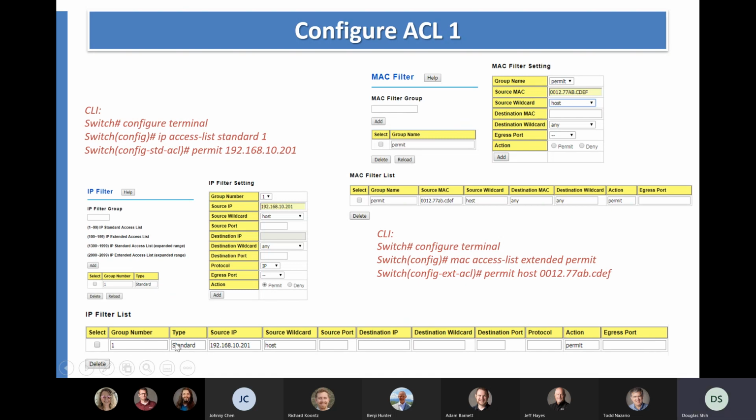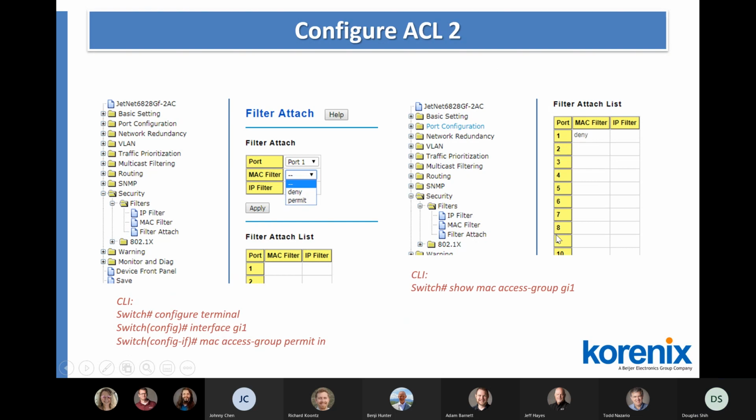It's group 1, standard mode. For the source IP address, the action is permit. So once the switch gets traffic with this source IP, it will pass it through. After finishing that, we need to attach the filter to the port. So we can base on this page to do the filter.